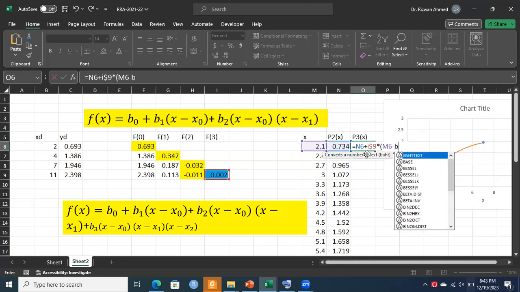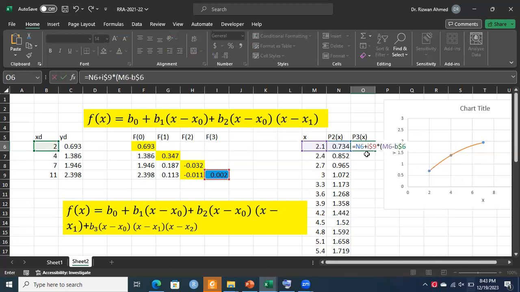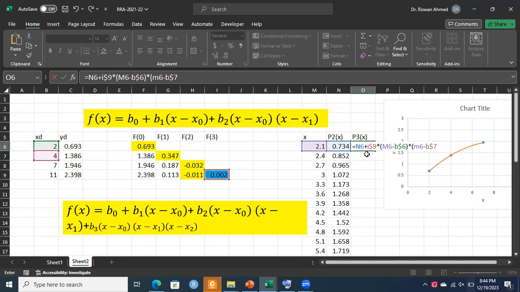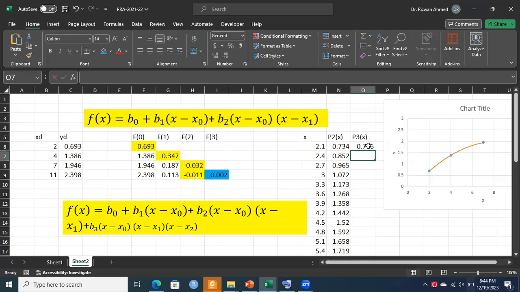So x naught is at B6, then x minus x1. So I can pick that one from its respective cell, B7, times x, which is at M6, minus x2. x2 is at B8. Yes. So the value has rightfully been calculated. Yes, here is the value.